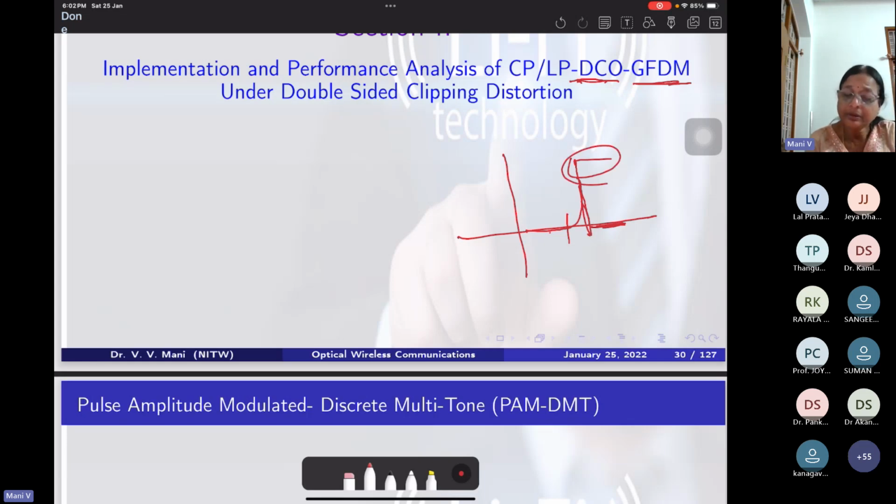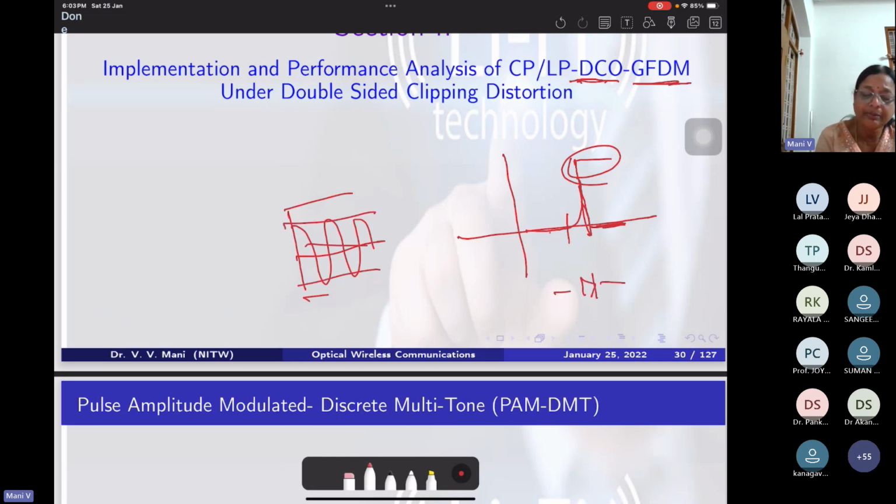Such distortion occurs because when you are transmitting your signals using orthonormal carriers, if I am using more energy or a high voltage signal, that may not be passed by the diode. So some portions are clipped off. Then how do we tackle that issue? That is the double-sided clipping distortion. If the signal is clipped off, how do we avoid these problems and best decode the signal back into its original format?